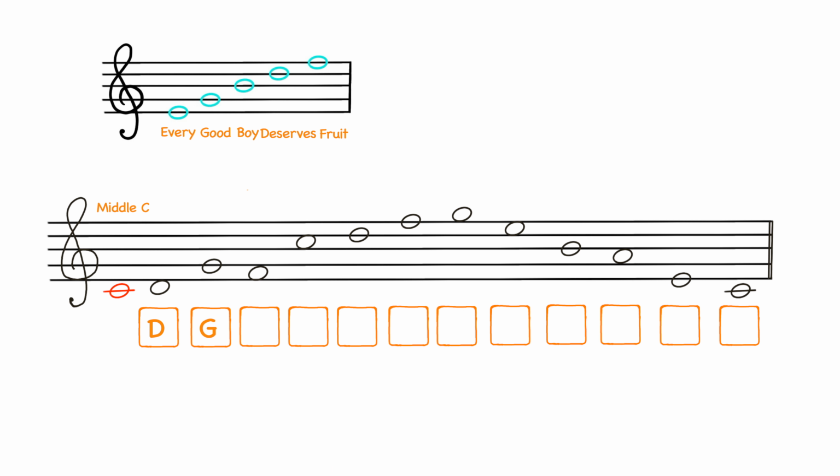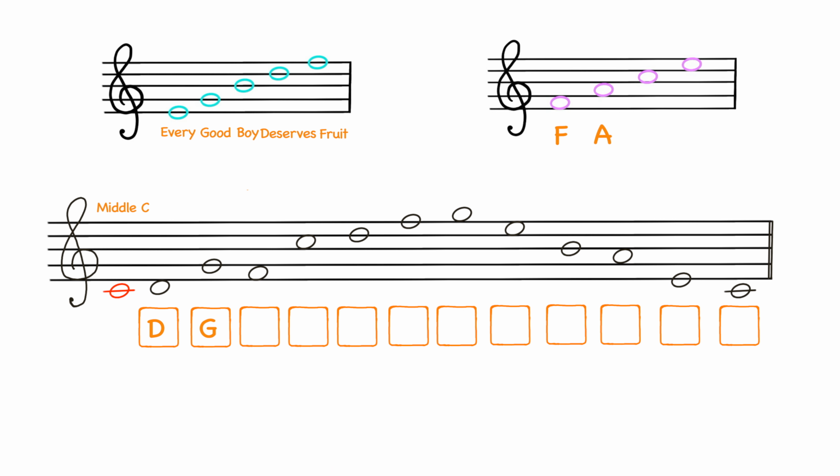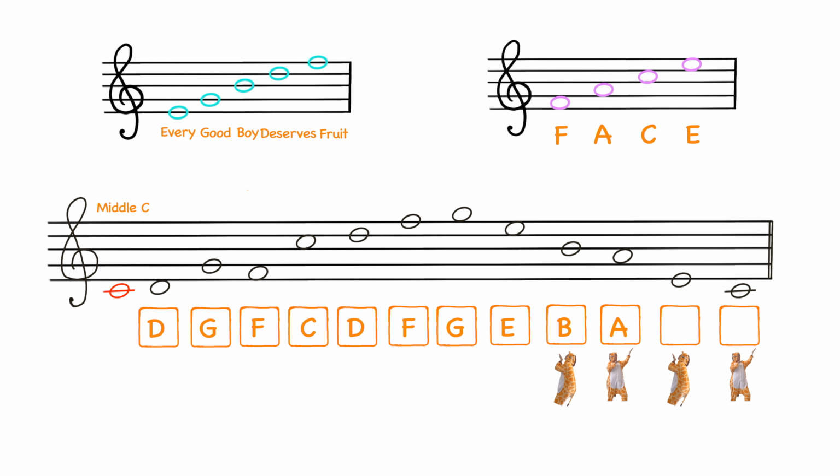The memory aid for treble clef's space note is F-A-C-E, face. So, this note is F, and this note is C. For line note, every good boy deserves fruit. This note is D, and this note is F. If this note is F, this note is the space note after F, which is G. And this one is the space note before F, which is E. The answers for the rest of the 4 notes are B, A, E, C.